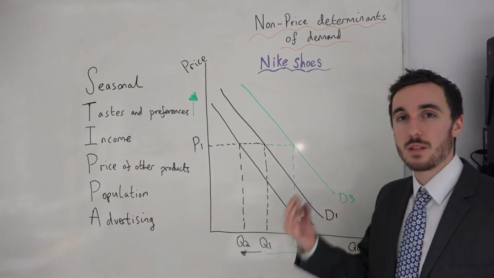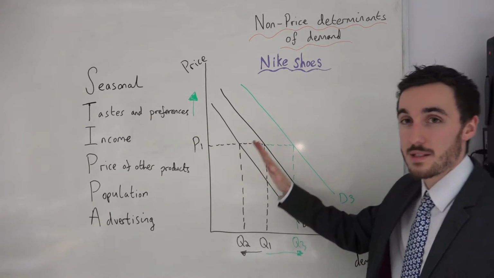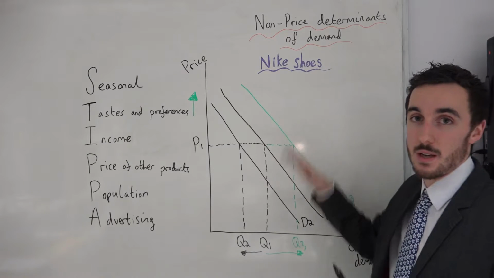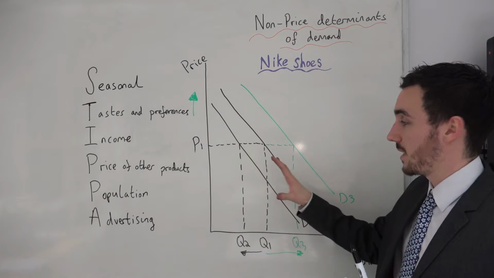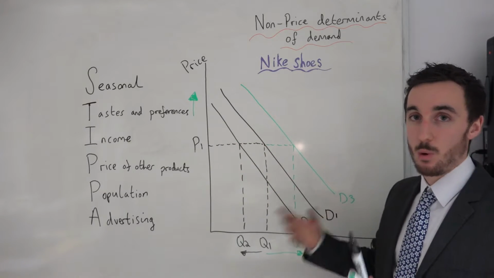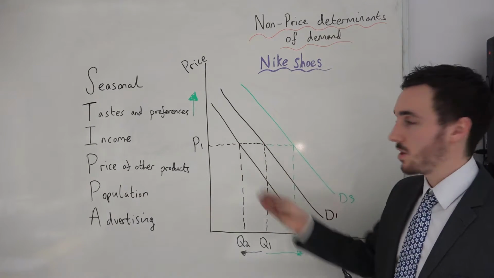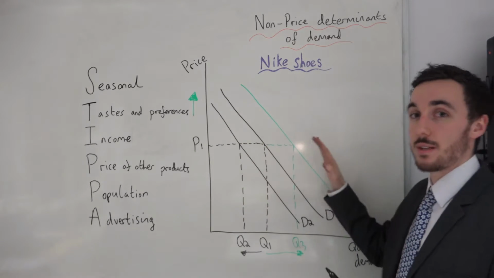As income rises, if we're looking at a normal good, then the demand curve will shift to the right. That is simply because as incomes go up, we're able to buy more of the same good at the same price level. We have more income to spend on that good, so we are willing and able to buy more. So the demand curve shifts to the right.